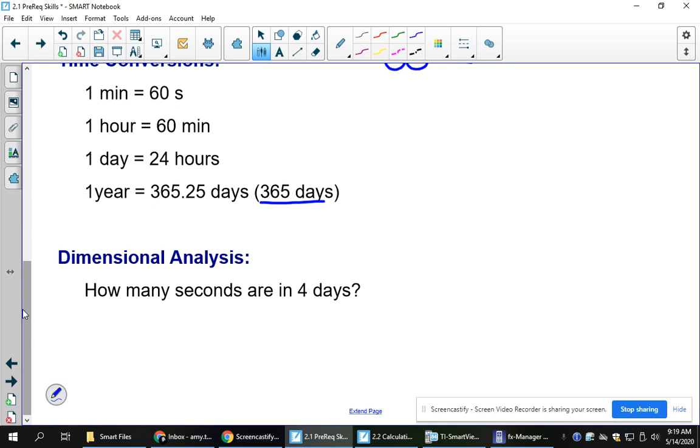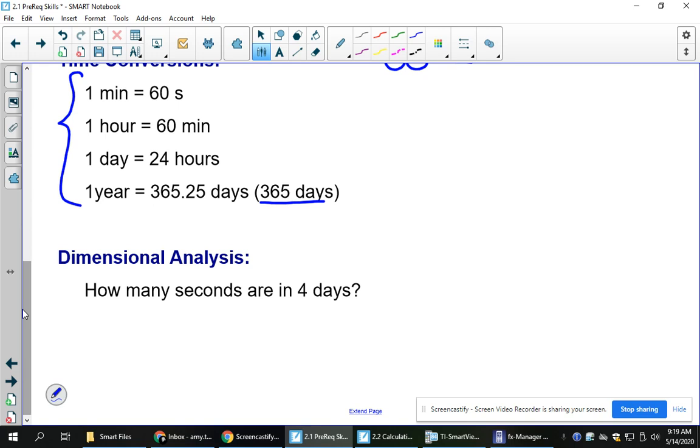So dimensional analysis is a process of setting up fractions, because we know if something is on the top and the bottom of a fraction, it can cancel. Even something like units. So if I put minutes on the top and minutes on the bottom, I can cancel the minutes. So this is going to let me change to any unit that I want just by knowing some of these common facts about time.